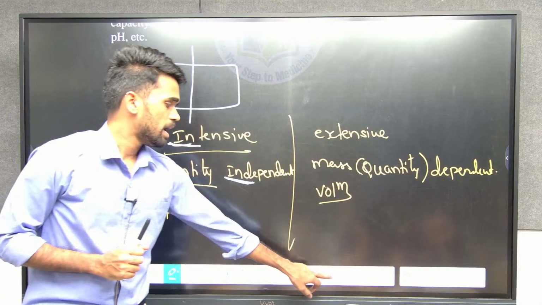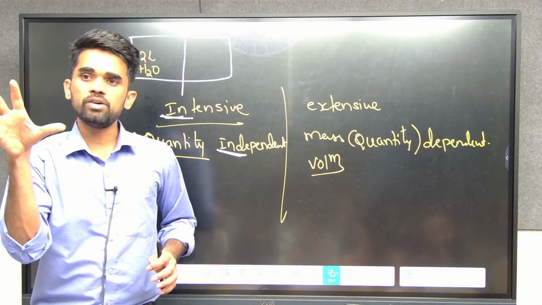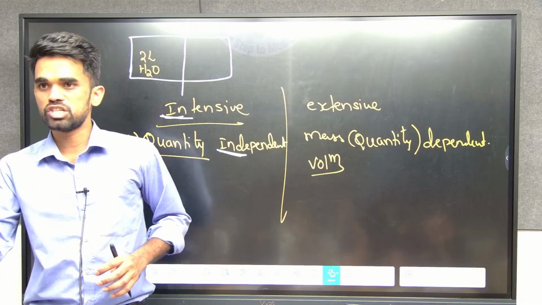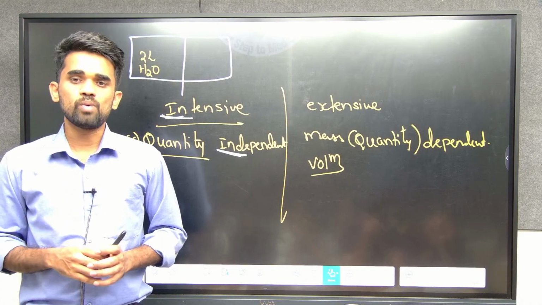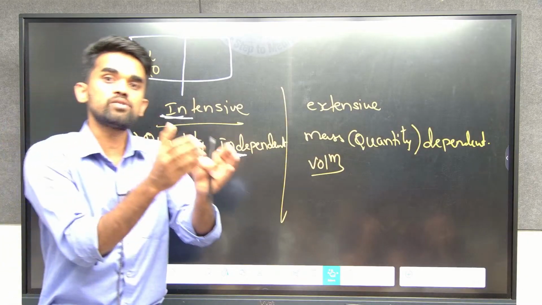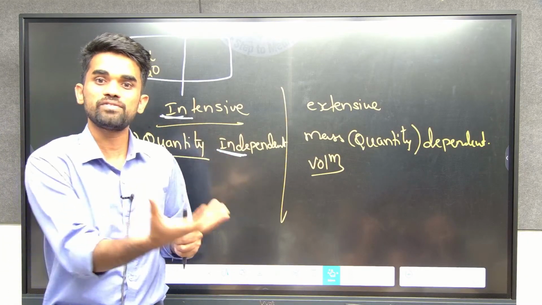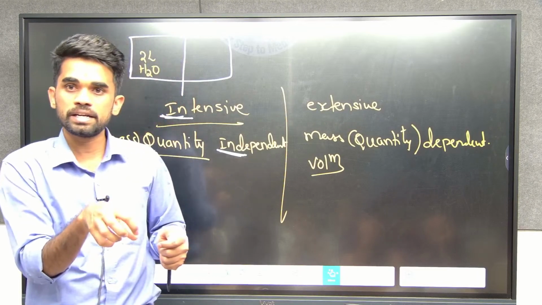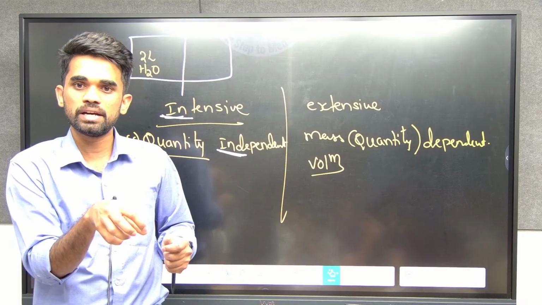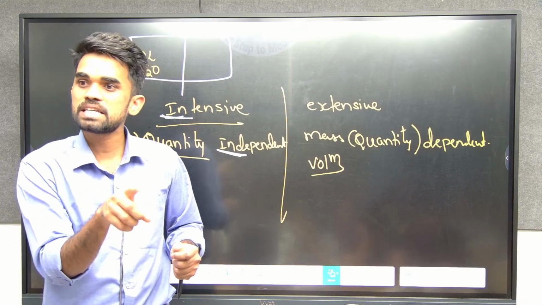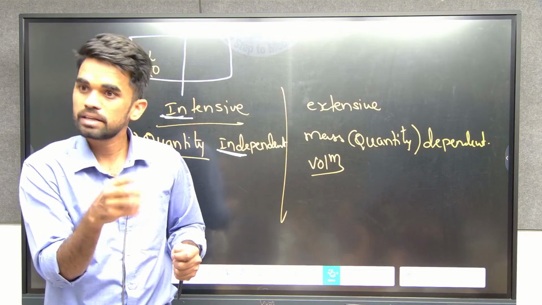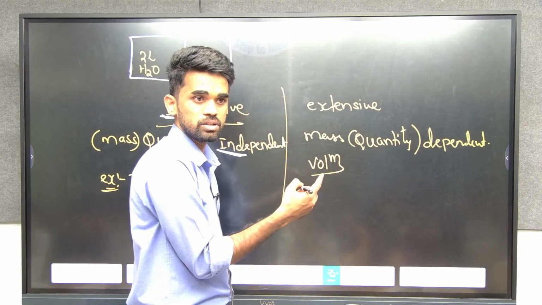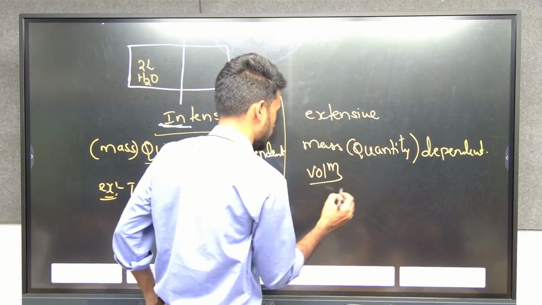Similarly, I have 10 tomatoes. How many tomatoes? 10. So these 10 tomatoes weigh 1 kg. Now what I am doing is, I am giving you only 5 tomatoes. Now what is the weight of that approximately? Half kg. See, if I decrease the quantity, what happens to the weight? So can I say weight is also mass dependent? So it is extensive or intensive? Is this clear, how to identify?